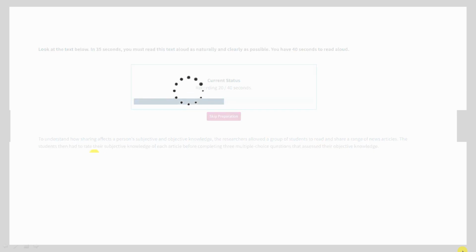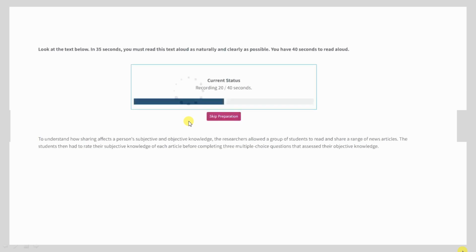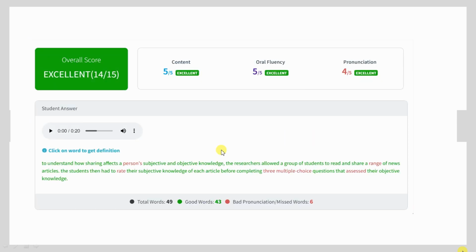This is how you have to do it. In the exam, you won't get the submit button, and it won't show you the overall score. This is just on our portal, where you can check how it was. There is one issue here. If you see, it did not pick up my person's word, rate word, three, multiple choice, range, assessed.